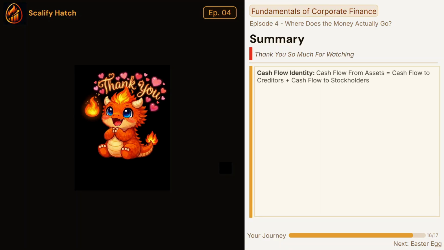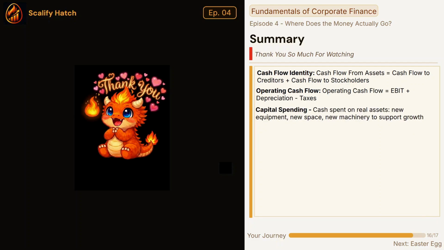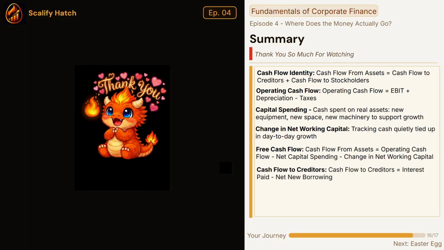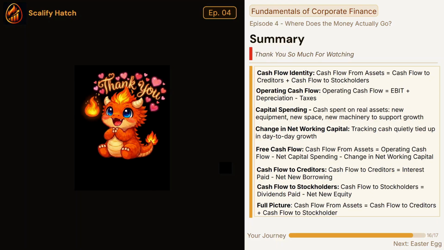We built the cash flow identity, every dollar of the cash a business generates going either to creditors or to stockholders, then built it piece by piece, starting with operating cash flow, deliberately excluding interest since that's a financing decision rather than an operating one. We then had net capital spending, tracking real cash spent growing the business. And then the change in net working capital, tracking cash quietly tied up in day-to-day growth. Putting those together gave us the cash flow from assets, or free cash flow, which we then split into what went to creditors and what went to stockholders. Closing the loop by showing that those two pieces add back to exactly the free cash flow number, proving that nothing just disappears.